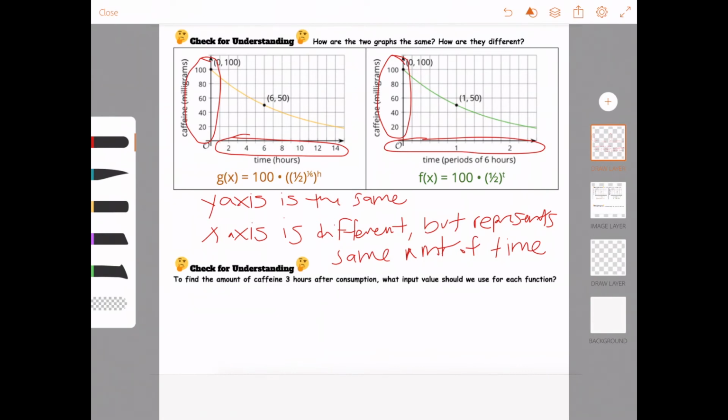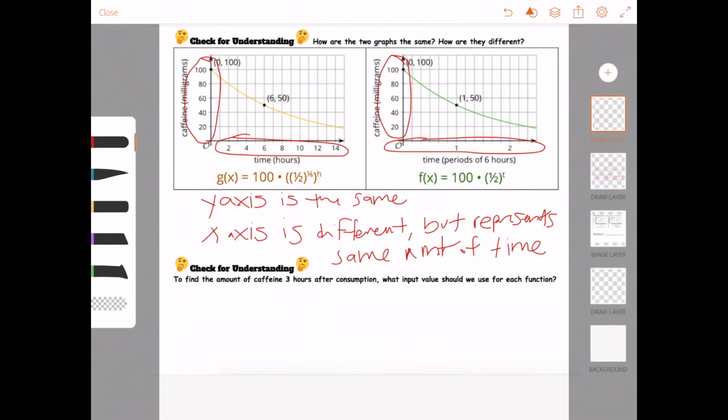So to find the amount of caffeine 3 hours after consumption, which input value should we use for each function? So our first function is g of h. This is our function in terms of hours. So we have our initial amount, which is 100. And then we have our decay factor, which is 0.89 for this function, raised to the power of h. And if we want to find that function for 3 hours, we just plug in 3, right? Because this function is in terms of hours. So just rewriting that function with 3, replacing h as the exponent.